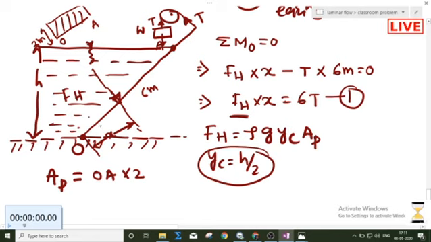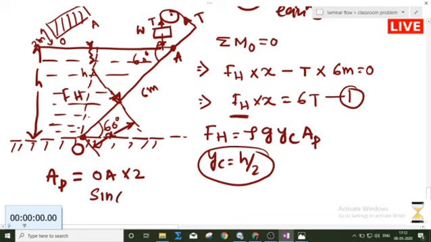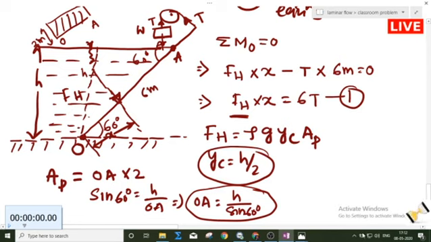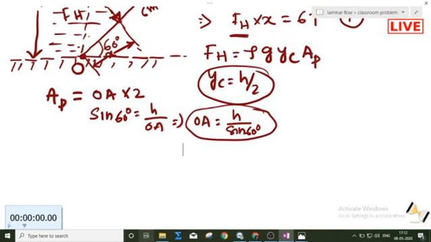This angle is given as 60 degrees, and this height is h. So sine 60 degrees will be equal to h by OA. So OA will be equal to h by sine 60 degrees. Now can you find this projected area?